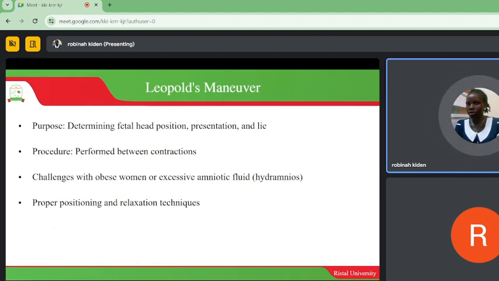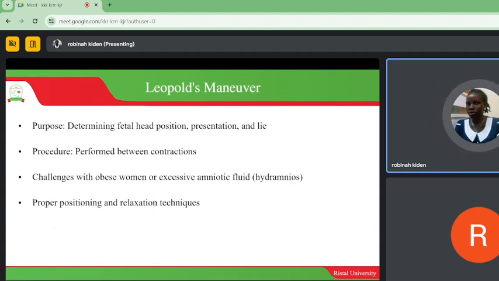How is the baby lying? So these are the things that we are going to look at. This procedure requires to be performed between contractions, because when the uterus is contracting and you perform the Leopold's maneuver, you will not be able to feel the fetal parts because the uterus will be feeling hard and everything is just enclosed within the hard uterus, so you will not be able to feel anything.